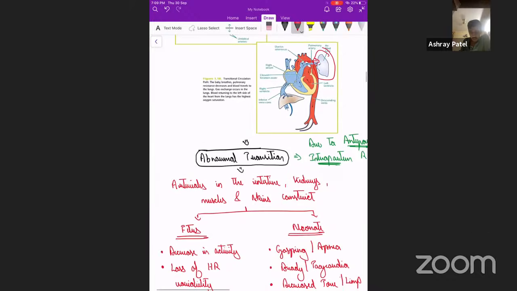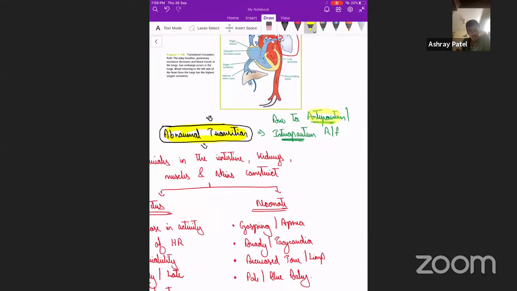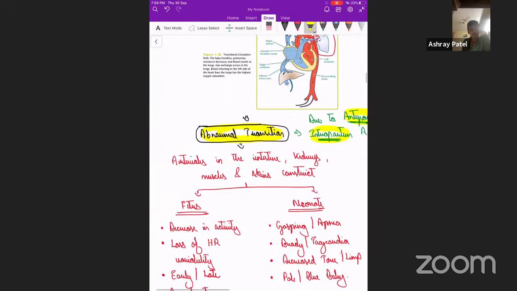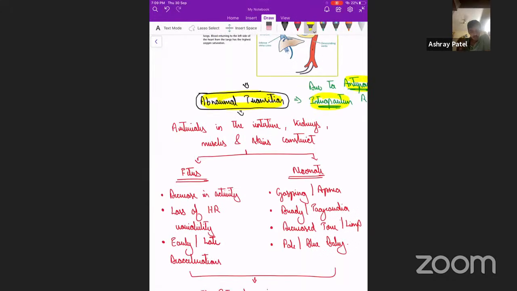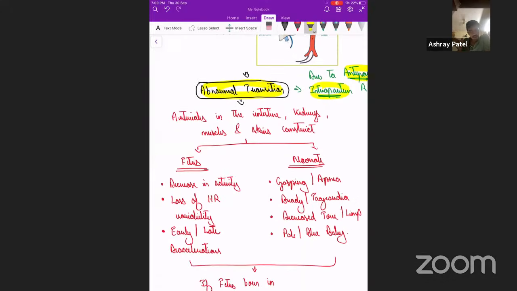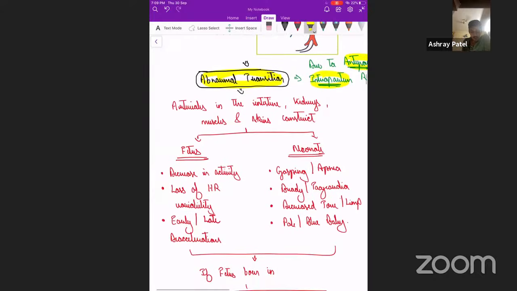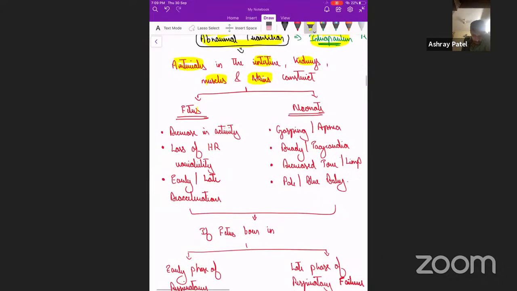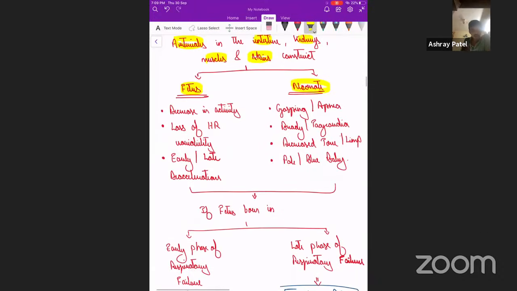But in case of abnormal transition, if this doesn't take place because some antepartum risk factors or intrapartum risk factors were there, in that case, what happens? Our body usually copes with the disturbance that is present, correct? So the arterioles in the intestines, kidney, muscles and skin try to constrict so that it can provide blood to the heart as well as the brain. When this happens, we get the clinical features. So what are the signs and symptoms in a neonate who has had abnormal transition?